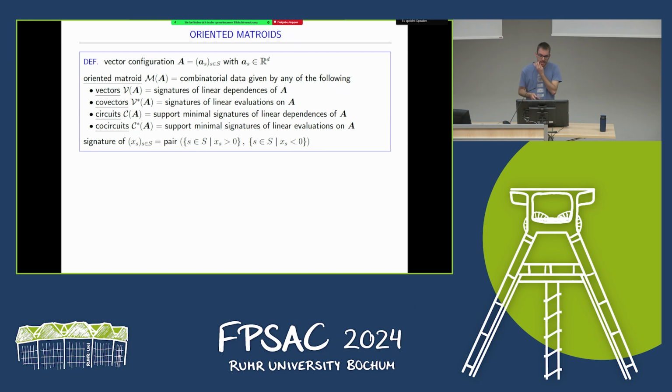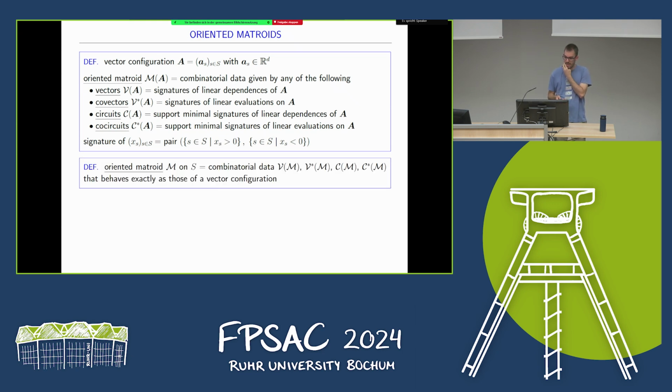Now I explained to you what is an oriented matroid of a vector configuration, and I will explain what is an oriented matroid. An oriented matroid is just a combinatorial data where you can take any of these four sets. We call them the vectors, the covectors, the circuits, and the co-circuits of the matroid, and they have to behave exactly as those of a vector configuration. You don't want to see the axioms, but you have to think of it as a combinatorial abstraction of linear dependencies and linear evaluations. Okay?